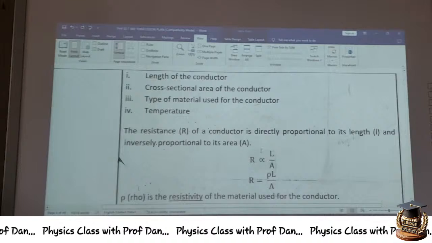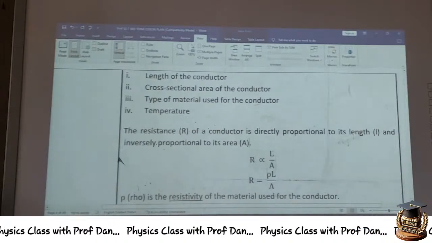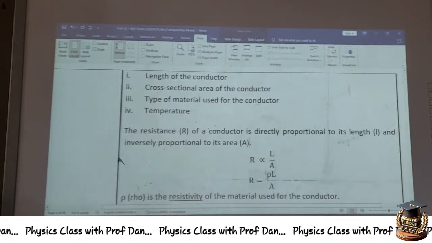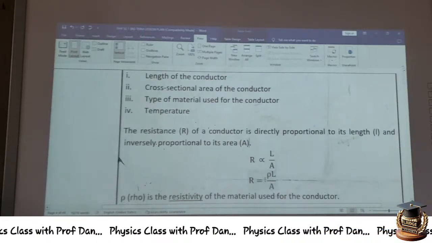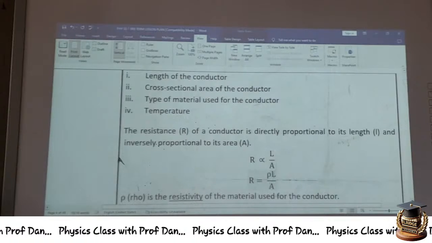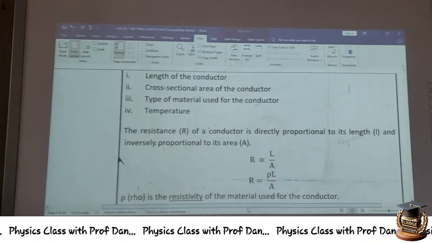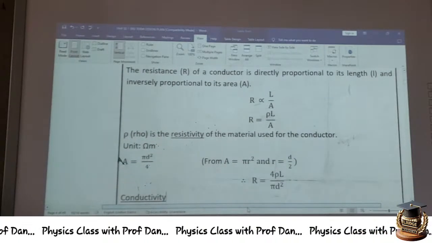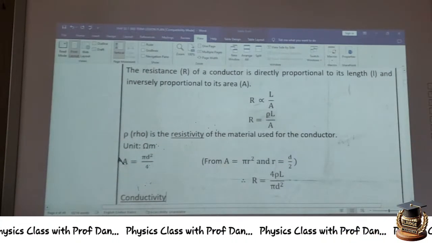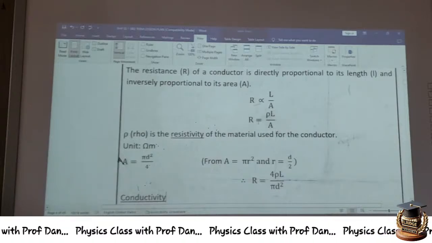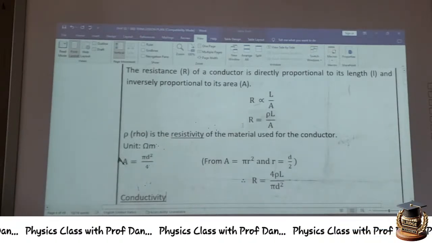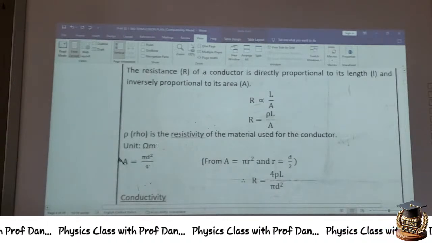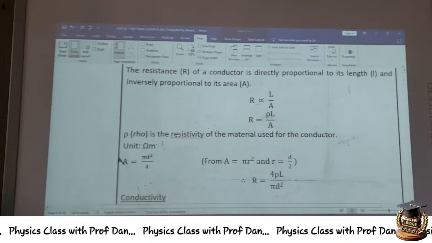So when you combine these two together, it gives you this relationship. This is a joint relationship, and we bring in a constant of proportionality, rho, which is the resistivity of the material used for the conductor. And the unit of rho, if you make rho the subject of the formula, you have RA over L. So R is in ohms, then A is meter squared over meter. Meter cancels one of the meter squared, so we have ohm meter.